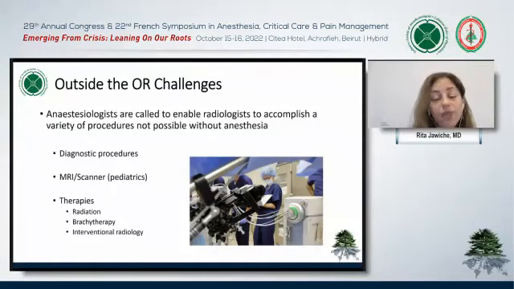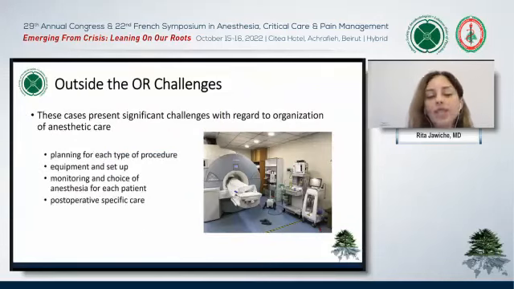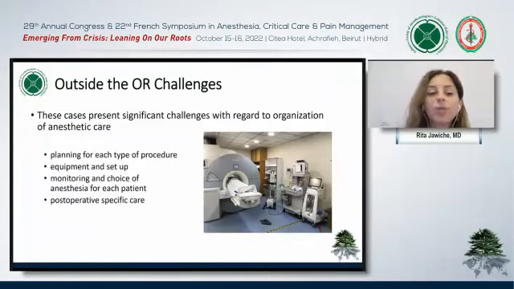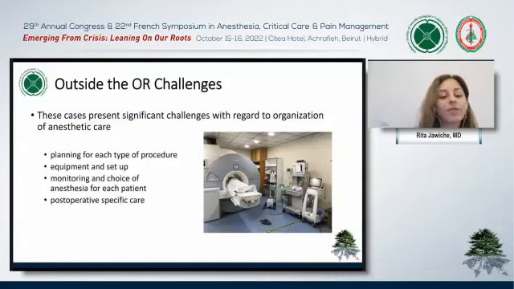We have new therapies with radiation that are outside the OR, brachytherapy, lots of new innovations in interventional radiology that need anesthesia in a new setting. The challenge in this is the organization for this new activity that should be done, as I've said, outside our comfort zone, with a specific planning for each procedure, a specific setting and equipment for each procedure, a specific site. There is specific monitoring because we have specific patients that are eligible for these interventions.